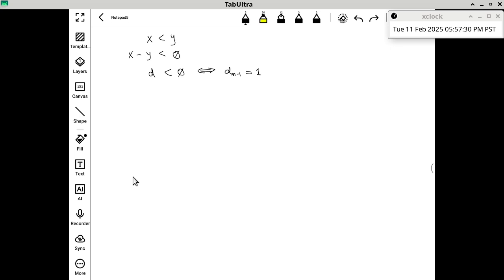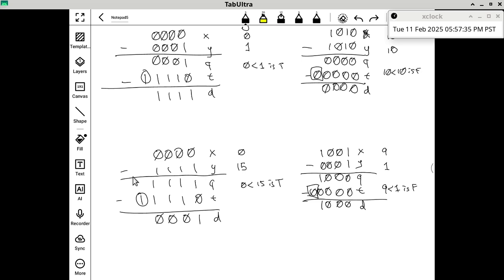Okay, so we'll go back to the previous examples and take a look. So now I switch back to the previous page. The first one, your signed interpretation, 0 minus 1 is -1. And this time we look at the sign bit here. This is telling us that 0 is less than 1 is true, even with the signed interpretation. Well, if the most significant bit is a 0, then it doesn't really make a difference whether it is a signed versus an unsigned interpretation. So we look at the next one.